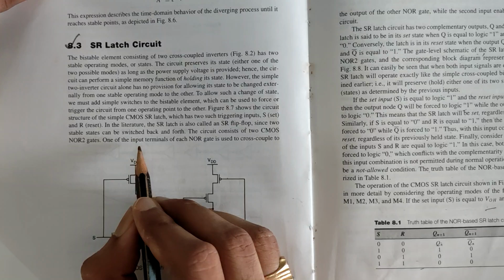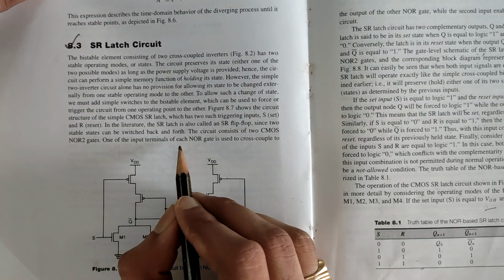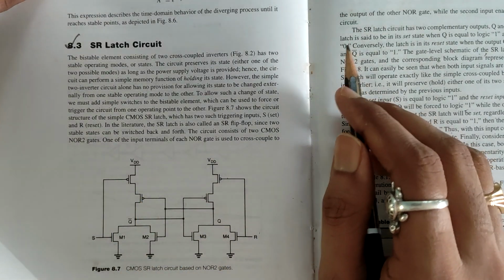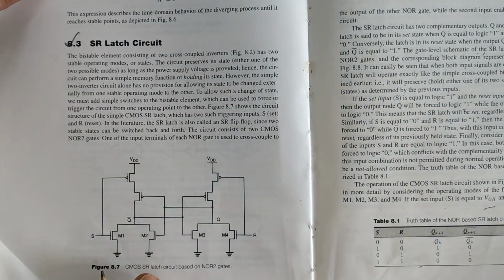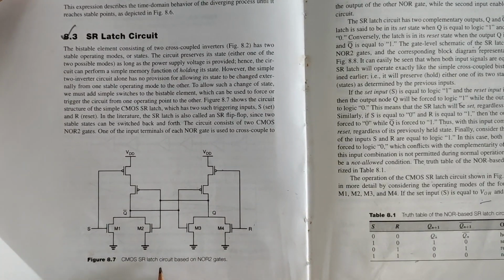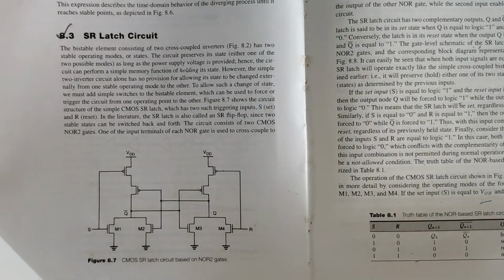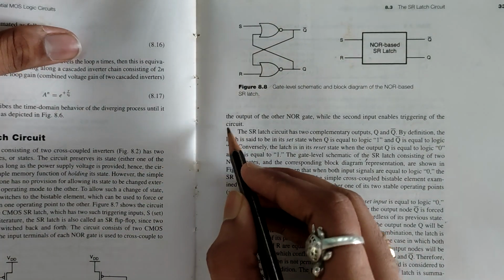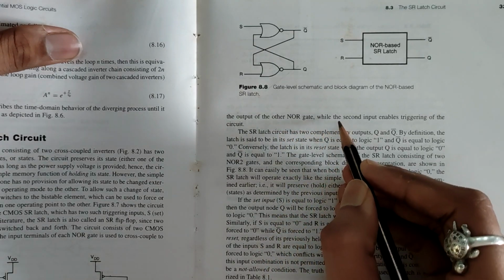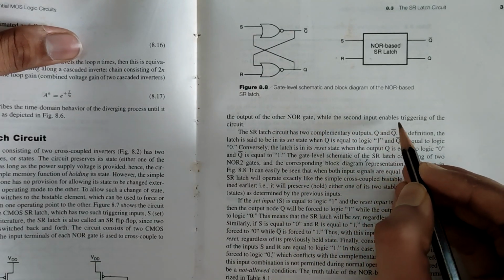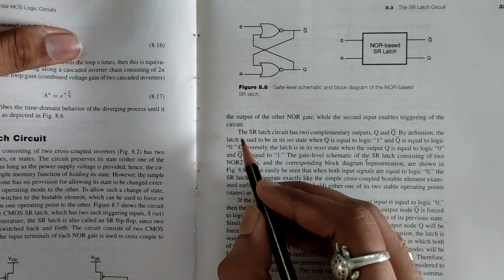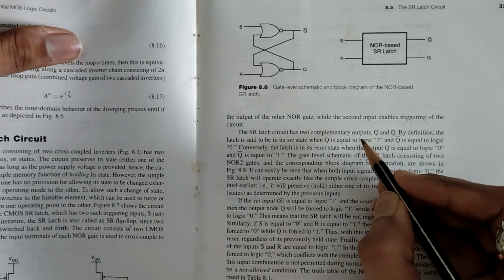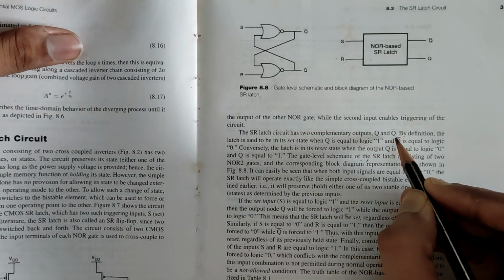One of the input terminals of each NOR gate is used to cross-couple the two. You can see in the figure the CMOS SR latch circuit based on NOR2 gates. Each gate's input is connected to the output of the other NOR gate, while the second input enables triggering of the circuit. The SR latch circuit has two complementary outputs, Q and Q dash.